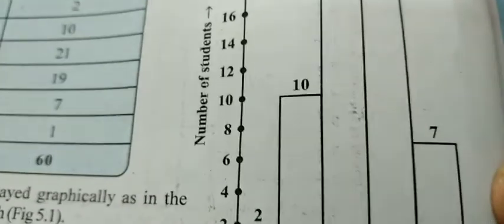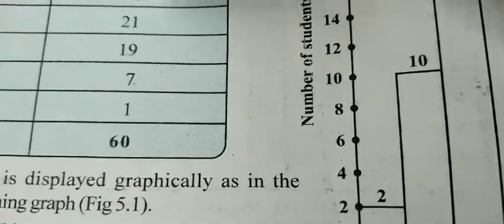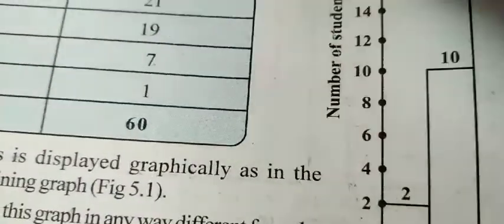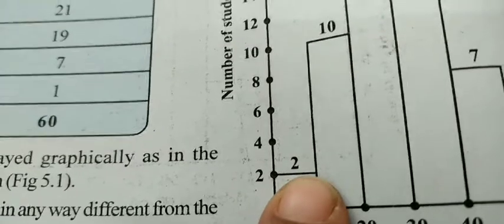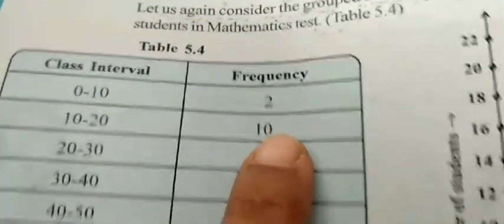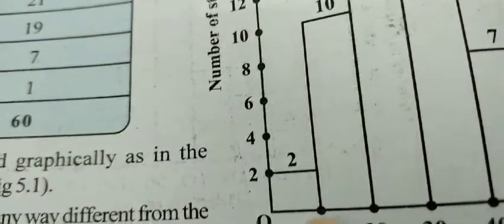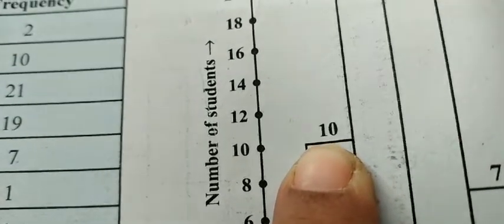And see how it has to be taken. Number of students 2, they fall in which range? 0 to 10. So you can see here it is taken like this, 0 to 10, 2. Then 10 to 20, frequency is 10. So from 10 to 20, the bar is going to take the height 10. They are just connected to each other.